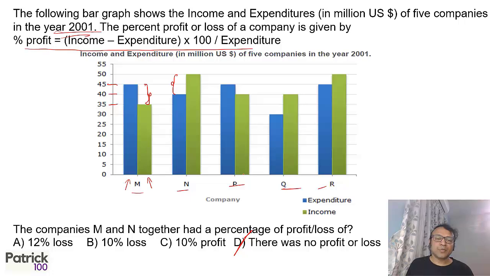So D option. So when I take bars, I don't have to calculate numbers. I can make it out with bars, which are normally smaller in numbers. So profit of 2 is equal to loss of 2, so it cancels out. So automatically there is no profit, no loss.